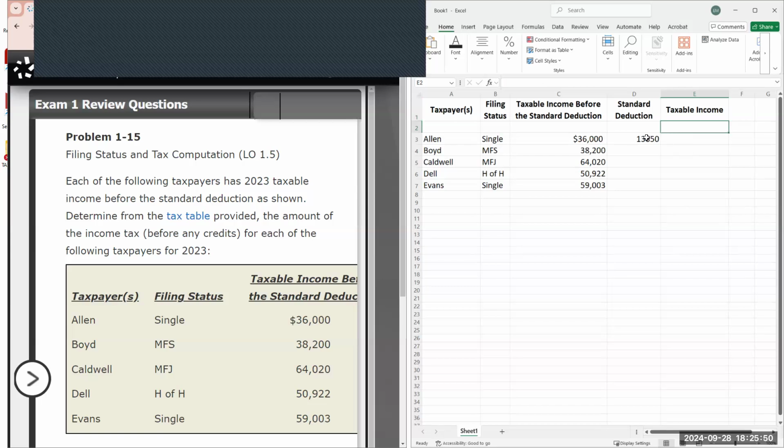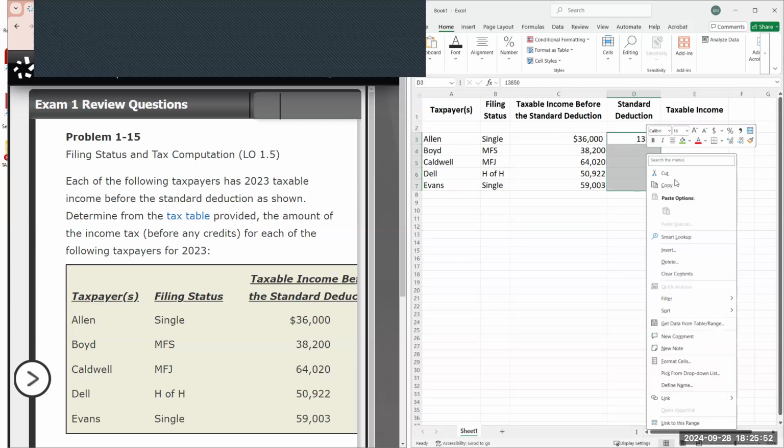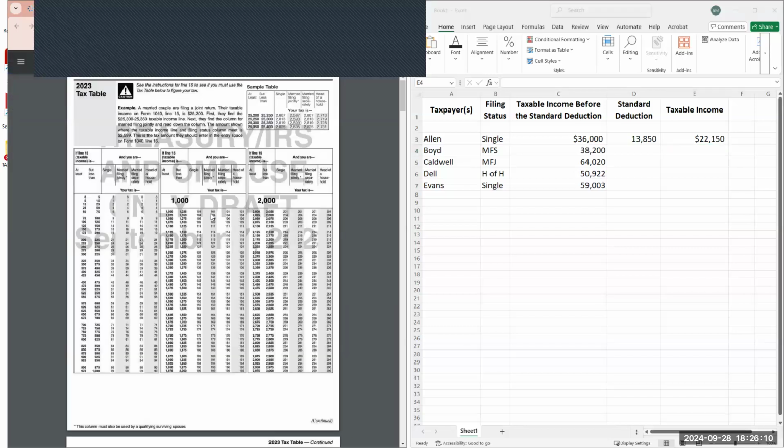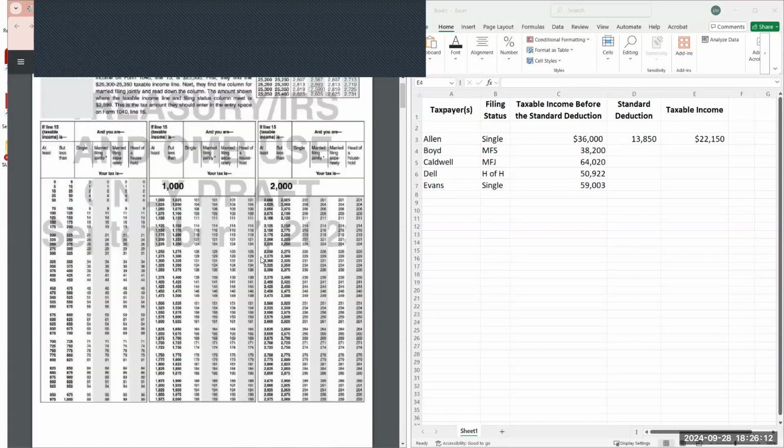All right, so in order to determine Alan's taxable income, it is the taxable income before the standard deduction, and again, for 2023, it is $13,850. So the taxable income is $22,150. So we use the tax tables.